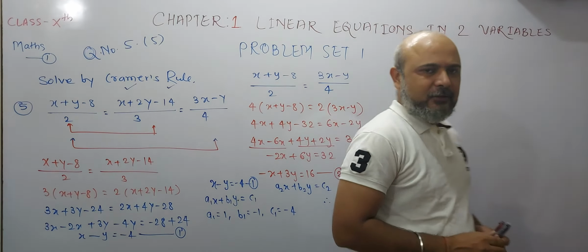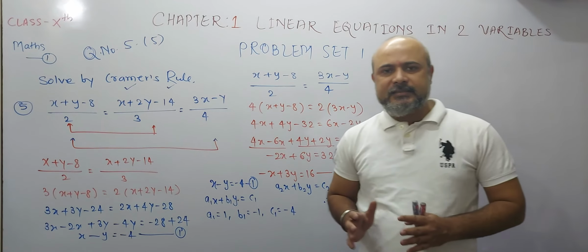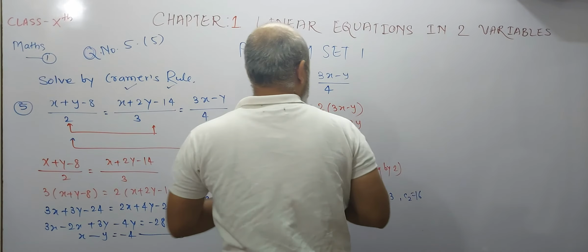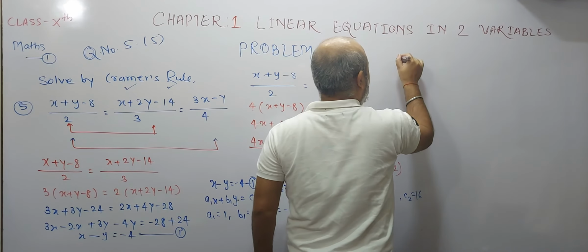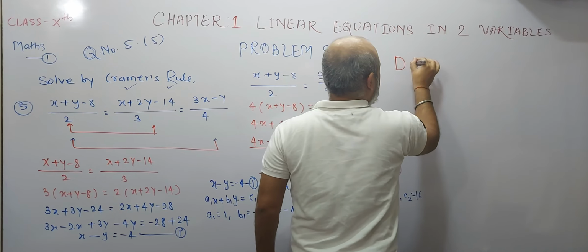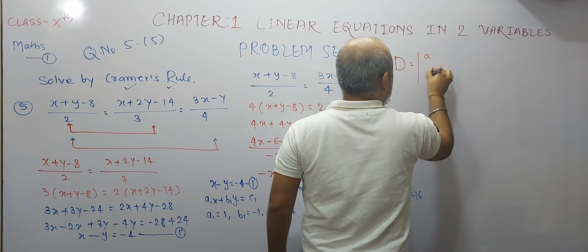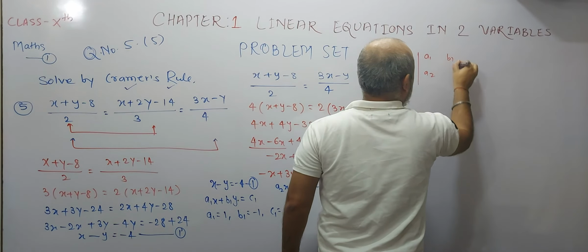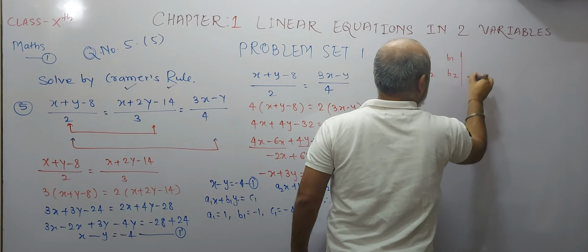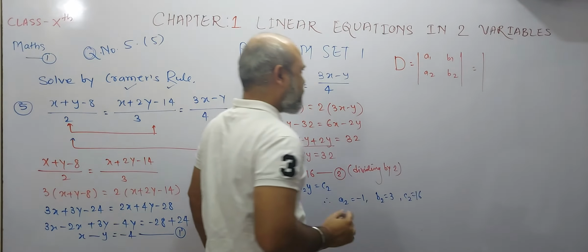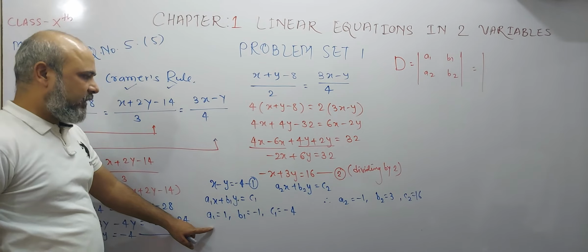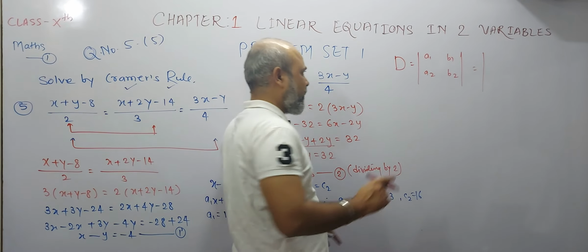Now we will find the values of determinants D, Dx and Dy. So first find the value of determinant D. D is the determinant with a1, a2 and b1, b2. So what is the value of a1, a2? We will write a1 is 1 and a2 is minus 1.